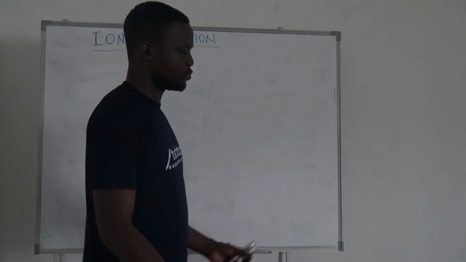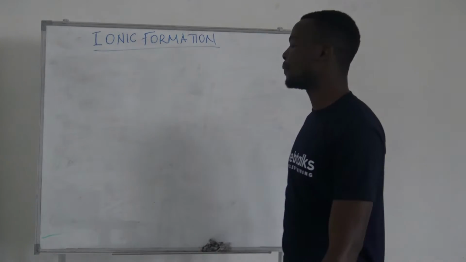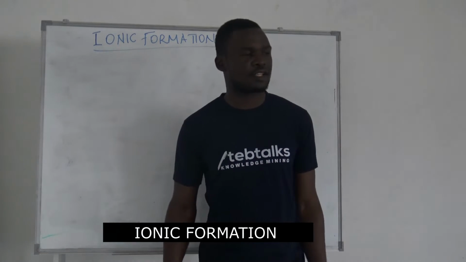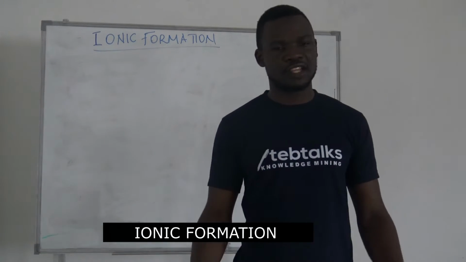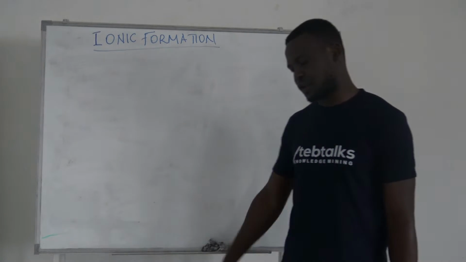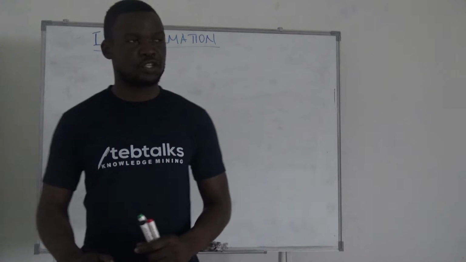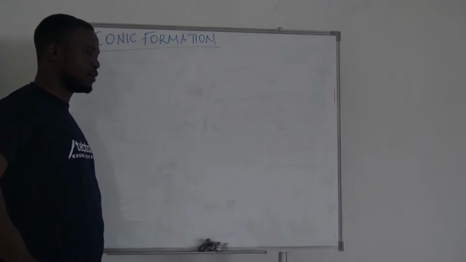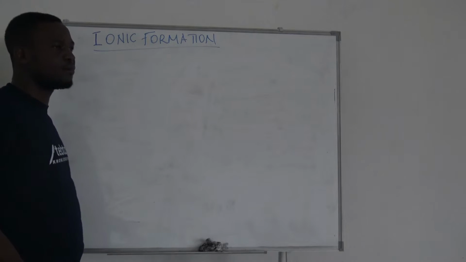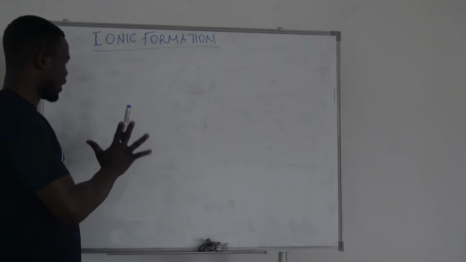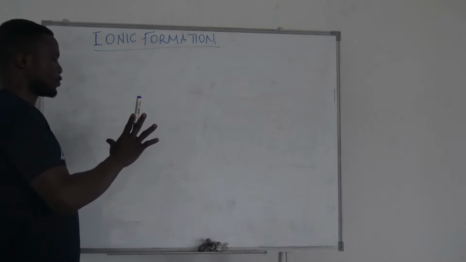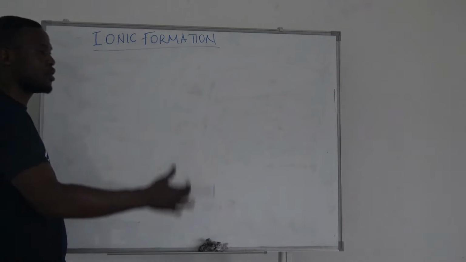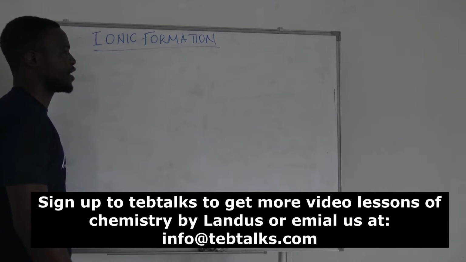Welcome back, guys. In the previous video we were looking at isotopic notation, and we expounded on that. We defined an isotope as an atom of the same element with the same atomic number but different mass numbers due to a different number of neutrons. It is also right to say that it is an atom of the same element with the same number of protons but a different number of neutrons. All those definitions are acceptable.